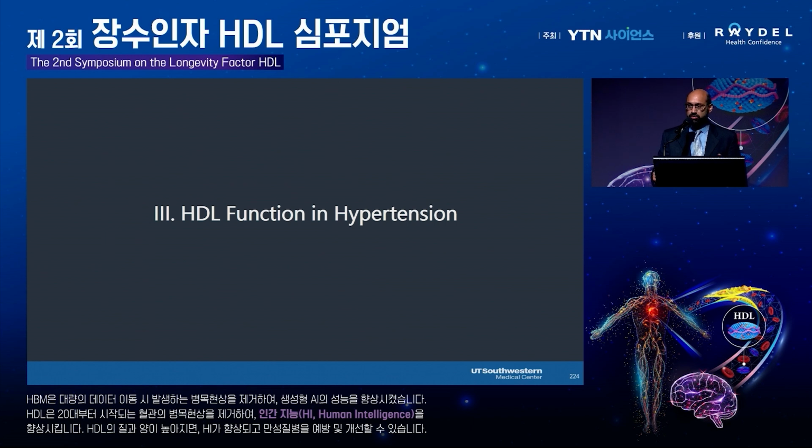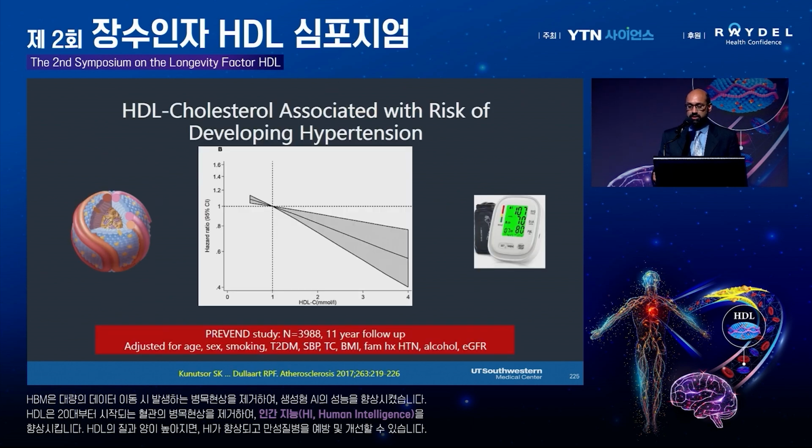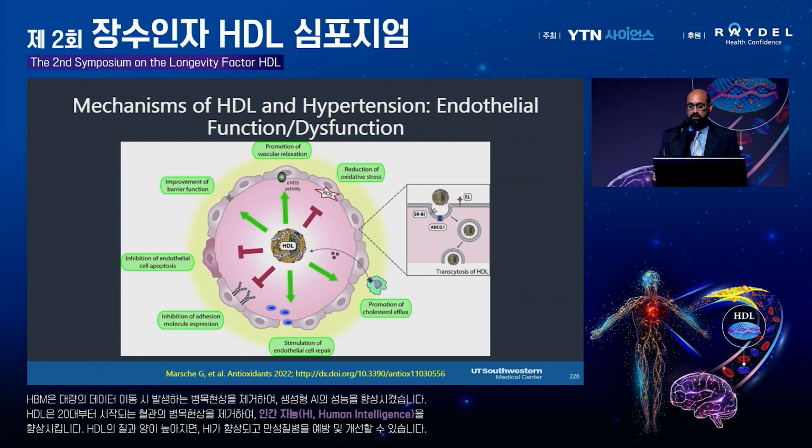So moving to the role of HDL function in hypertension, the same cohort, the PREVENT study, which is a European cohort, was able to show that HDL cholesterol levels are associated with the risk of developing hypertension. The higher the HDL cholesterol, the lower the risk of developing hypertension in the future. And others have already described this today, so I'm not going to spend too much time on this for the sake of time, that there are a number of different mechanisms by which HDLs can impact blood pressure in the vasculature, which is nicely summarized in the cartoon here, and also reviewed by some of the other speakers earlier today.